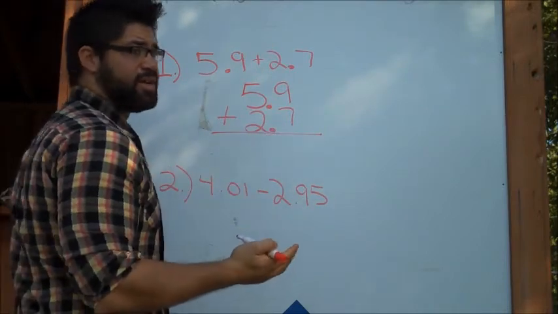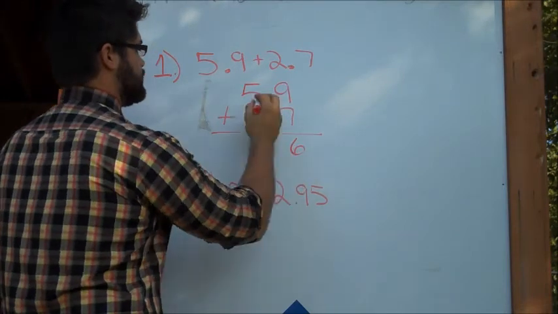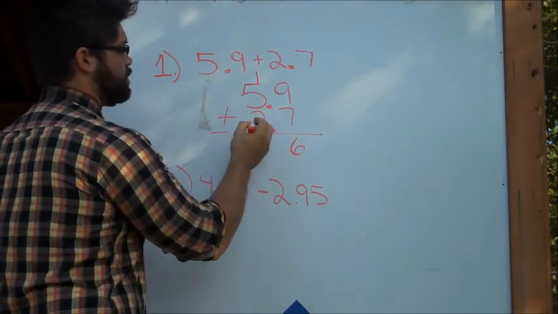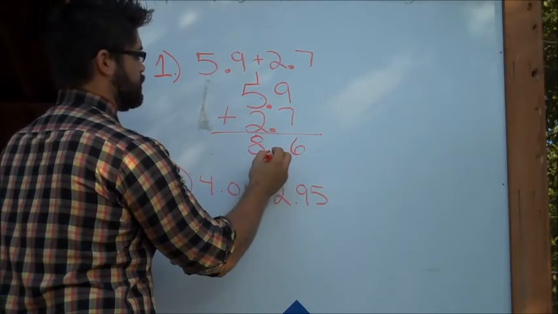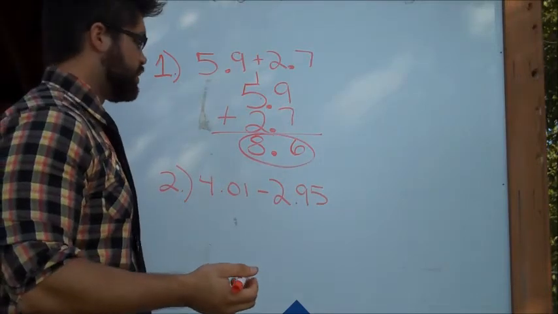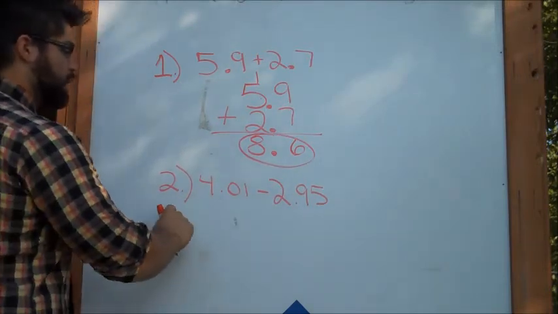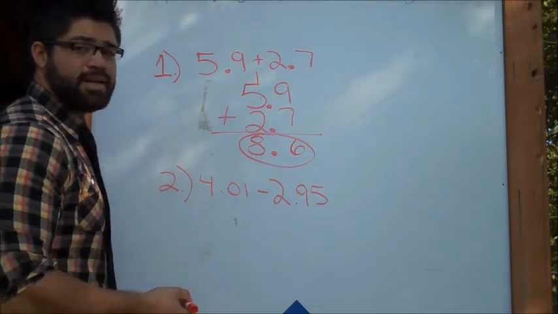Well, when we add our decimals, now that our place values are in line, we just add this like we normally would add numbers. So 9 plus 7 is 16. 5 plus 2 is 7, plus 1 is 8. So our answer there is just 8 and 6 tenths, or 8.6. Go ahead and copy down number 2 if you hadn't had the chance to yet. And once you copy that down, follow along with me.